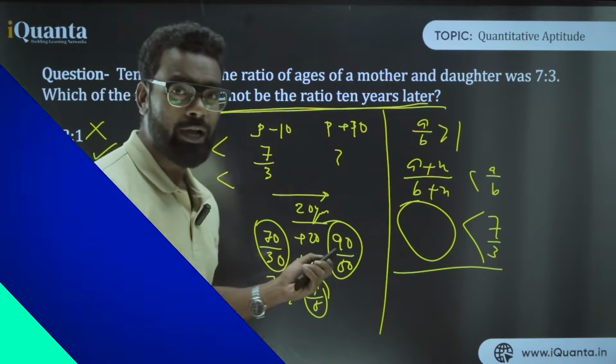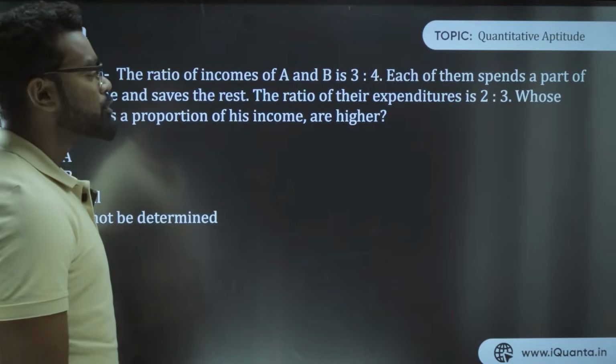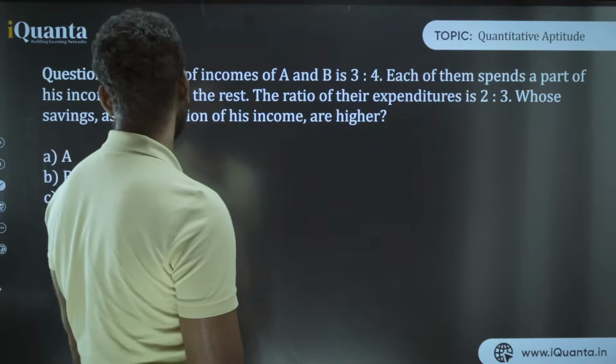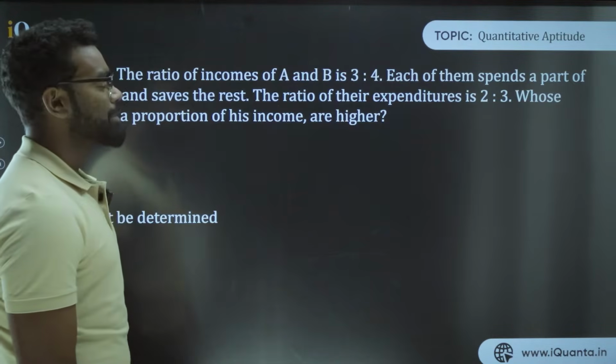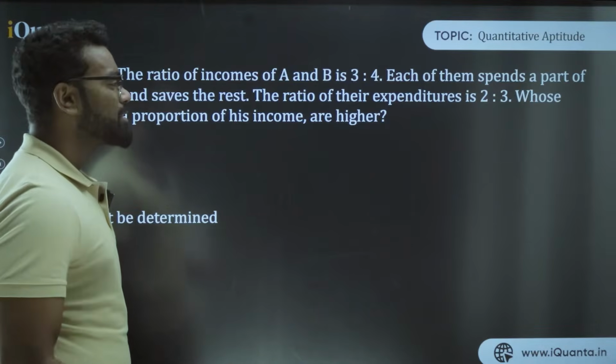And let's go for the next now. So the ratio of income of A and B is 3:4. Each of them spends a part of his income and saves the rest. The ratio of the expenditure is 2:3. So the easiest way to solve this question is to first take some values.